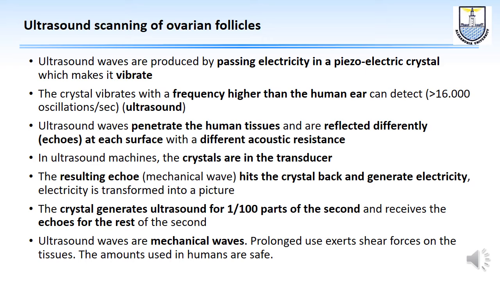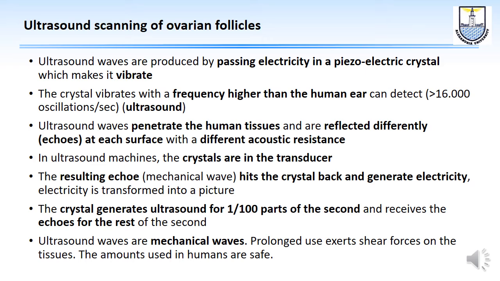And these waves, which are mechanical waves, can penetrate the human tissues, and they are reflected at each surface. For example, they pass through the skin, some of it is reflected, the rest goes inside, and then some is reflected at the level of the uterine wall, and then the rest goes inside the uterus and is reflected from the face of the baby, and then some goes on, and so on. So the ultrasound waves, which are mechanical waves, penetrate the human tissues and are reflected differently at each surface depending on their acoustic resistance.